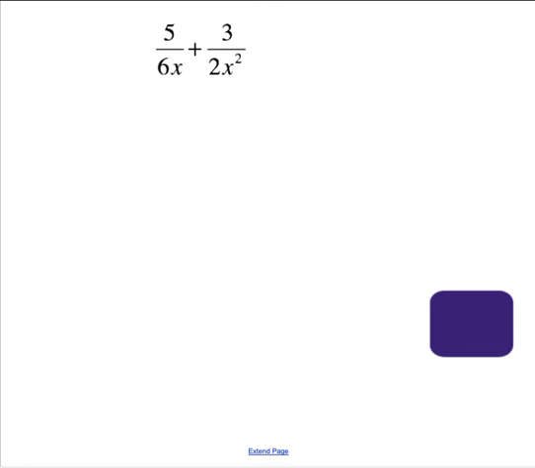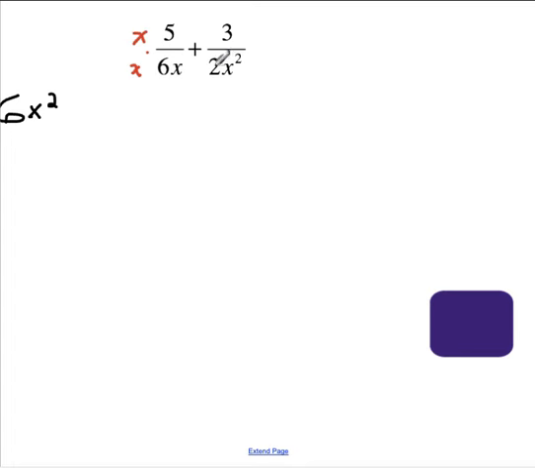Now sometimes we don't have common denominators, and so you have to think of what's the common denominator. In this case, if I look at the 6 and the 2, the common denominator would be the 6. I have an x and x squared. The common denominator would be x squared. So 6x squared is the common denominator. So I look at the first fraction. What do I have to multiply 6x by to get 6x squared? The answer is x. So I'm going to multiply the top and the bottom by x.